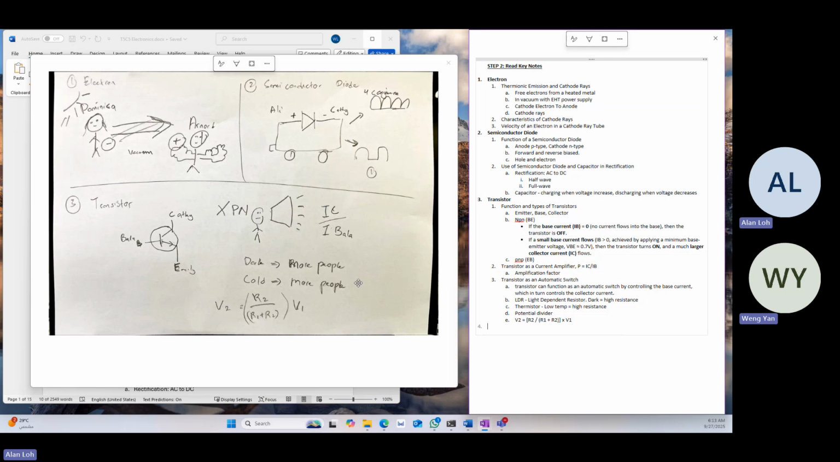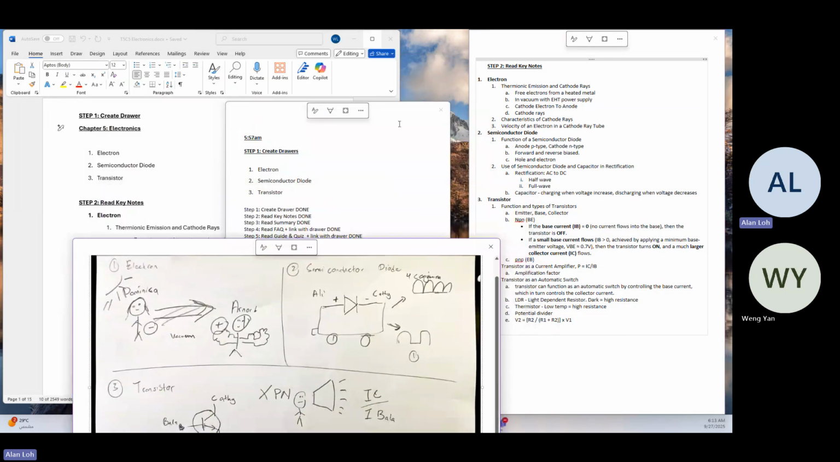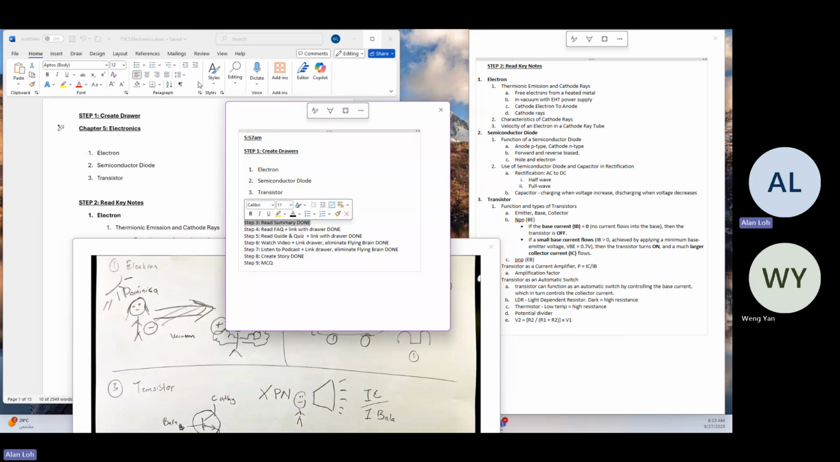And when it's dark, there's more people. When it's cold, there's also more people, which is for the LDR and thermistor. And there's also the formula. Right, the very, very famous formula. So now we have done step 2. Step 2 finished. Let's go to step 3.